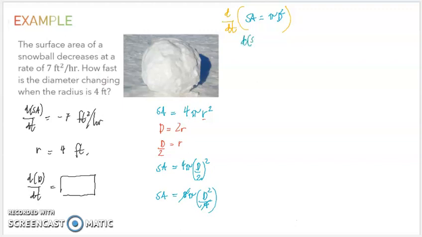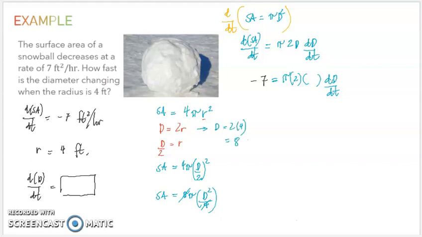So we have the derivative of the surface area with respect to time is equal to pi, then the derivative of d squared with respect to time will be 2d times the derivative of d with respect to time. Let's plug in the given data. We have negative 7 equals pi times 2 times, so what is d? Since d is twice r, d is twice 4, since the given r is 4 feet. So that's 8 feet. So times 8.